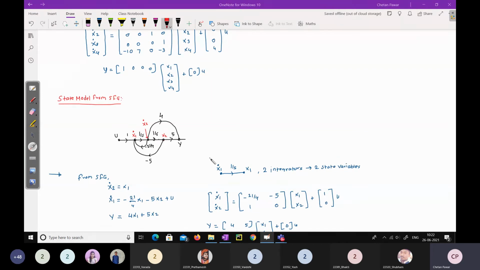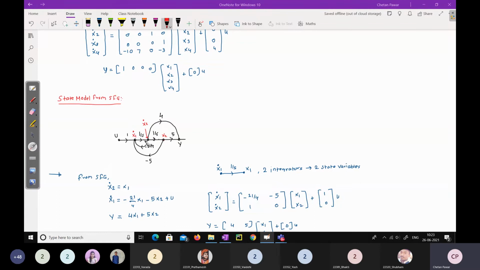Okay. So from the SFG, in this particular example, I have considered this point as x2. Okay, you can consider this point as x1. No issue. Only the state space model will change.